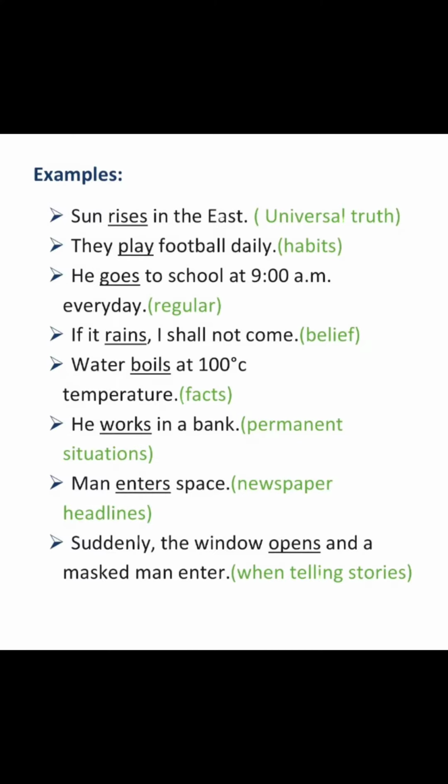See some examples. Sun rises in the east. Universal truth. They play football daily. Habits. He goes to school at 9 a.m. every day. Regular. If it rains, I shall not come. Belief. Water boils at 100 degrees Celsius temperature. Fact. He works in a bank. Permanent situations. Man enters space. Newspaper headlines. Suddenly, the window opens and a masked man enters. When telling stories.